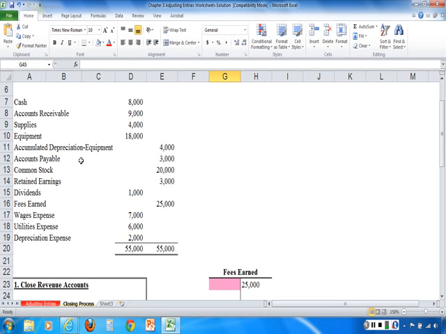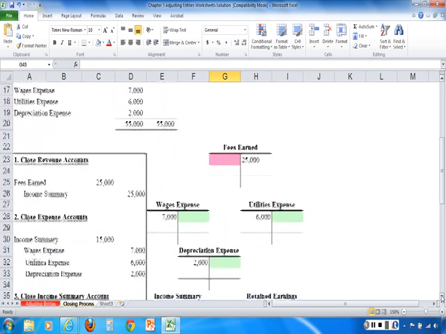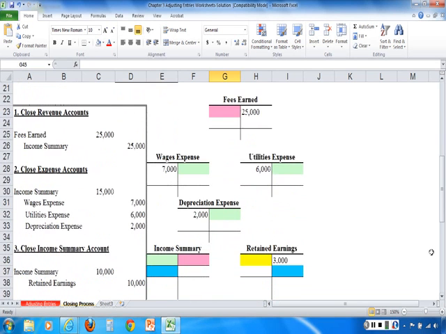And so to show you what exactly happens in these accounts, I have transferred the balances of the revenue accounts, the expense accounts, and the dividend account to these T accounts here so that I can demonstrate to you what happens when we close out the account. I also have T accounts for income summary and retained earnings because those accounts will also be used during the closing process. So let's get started.